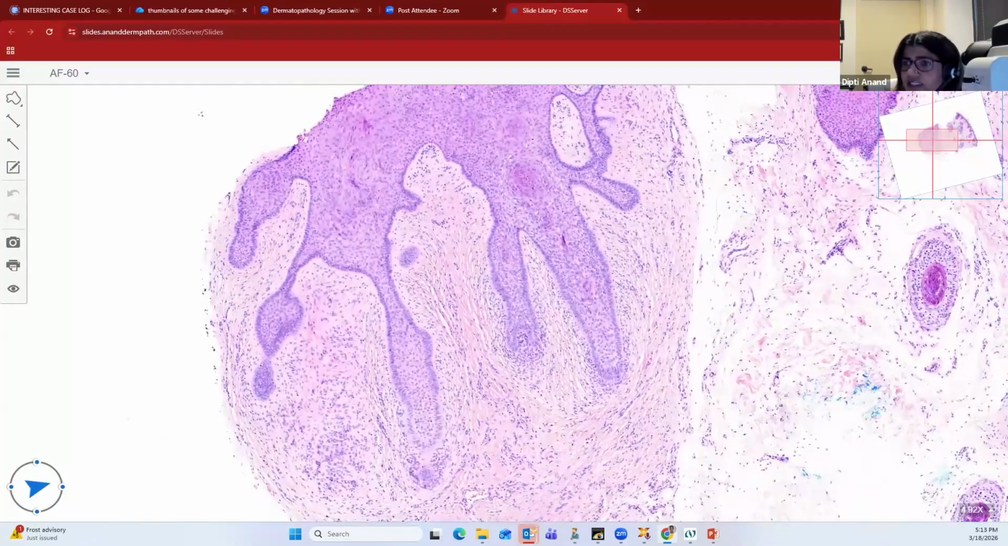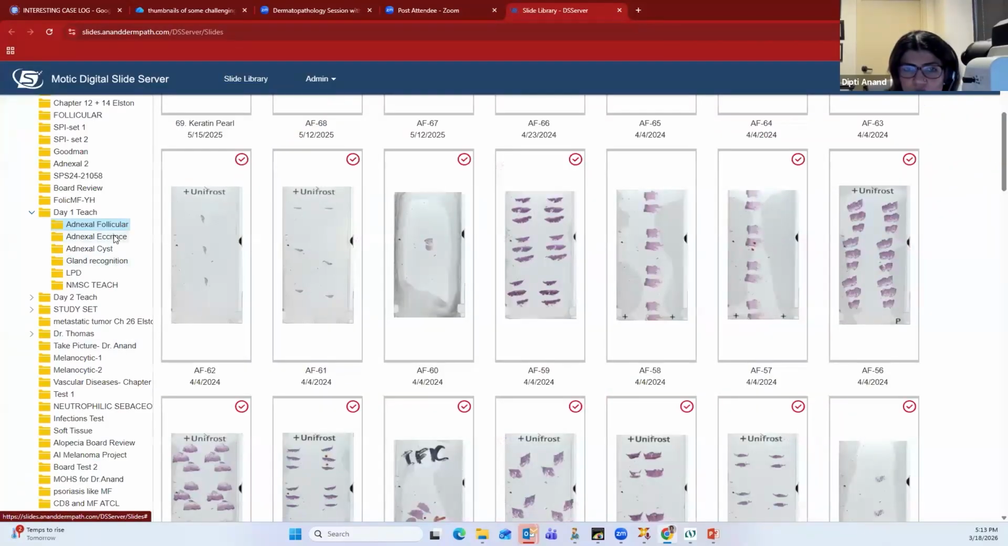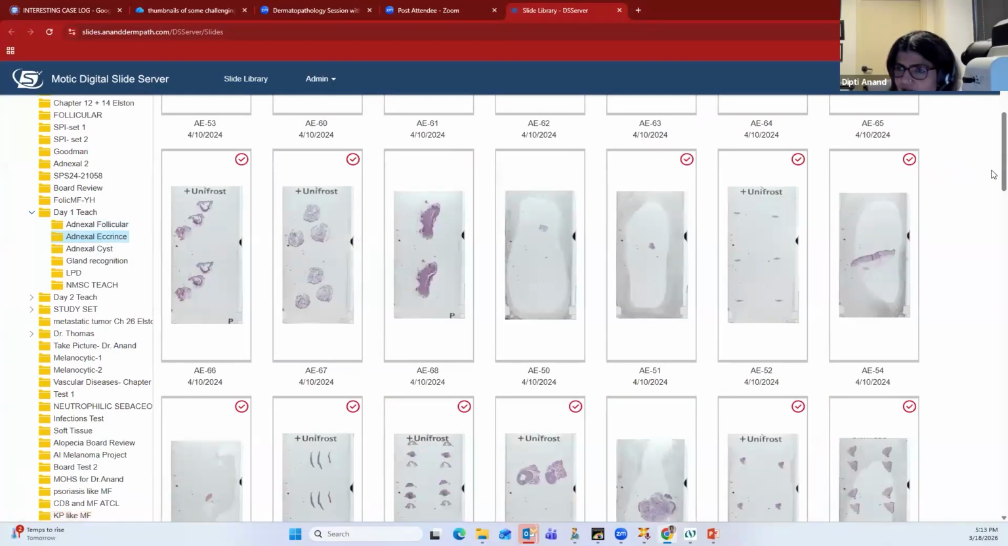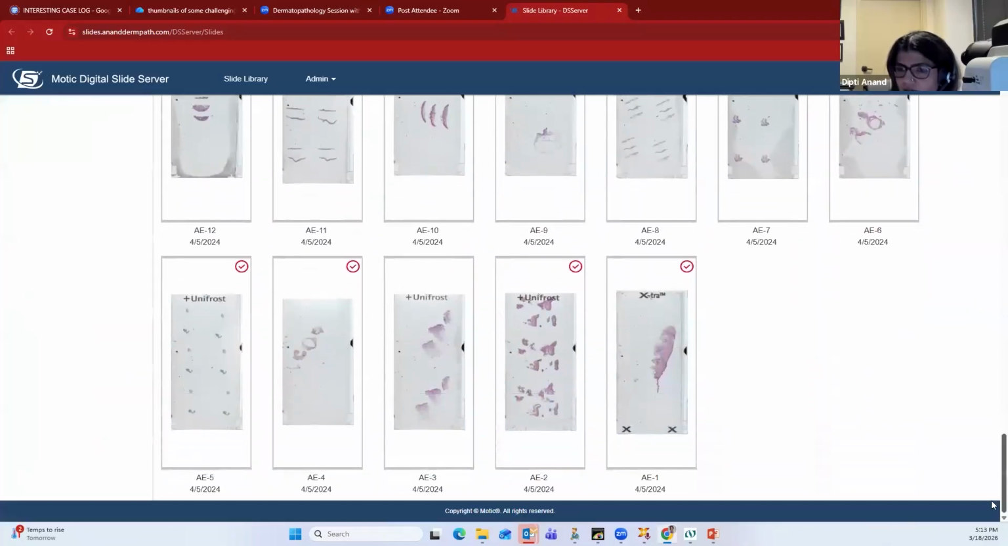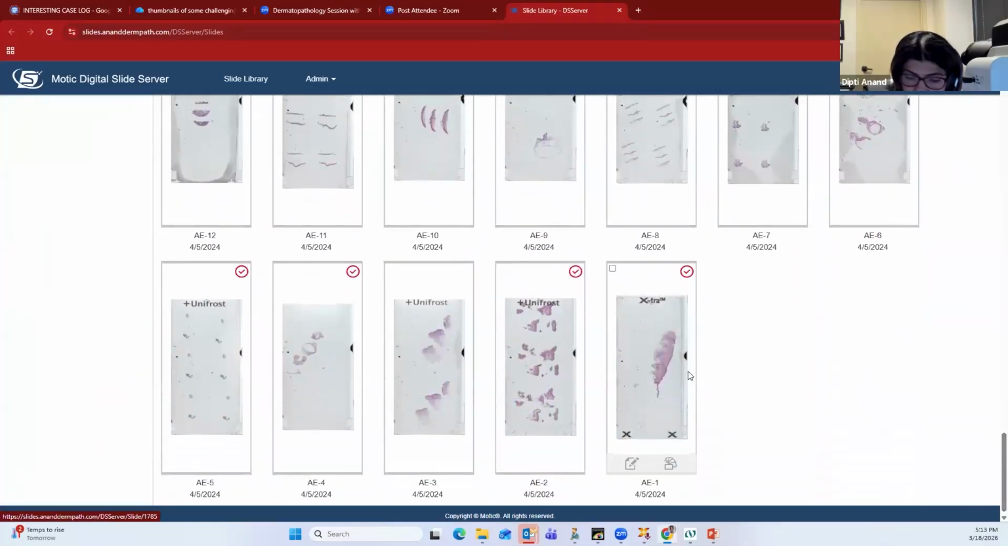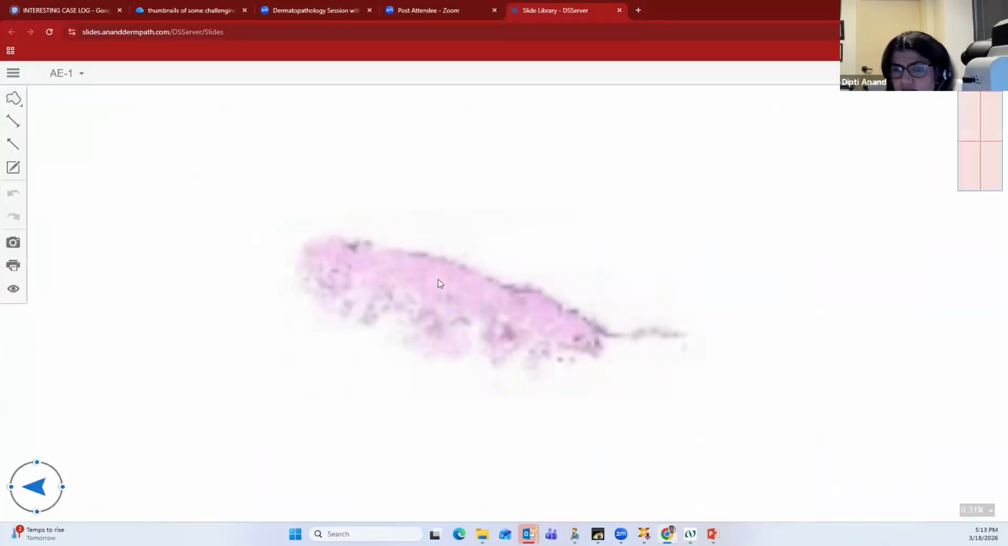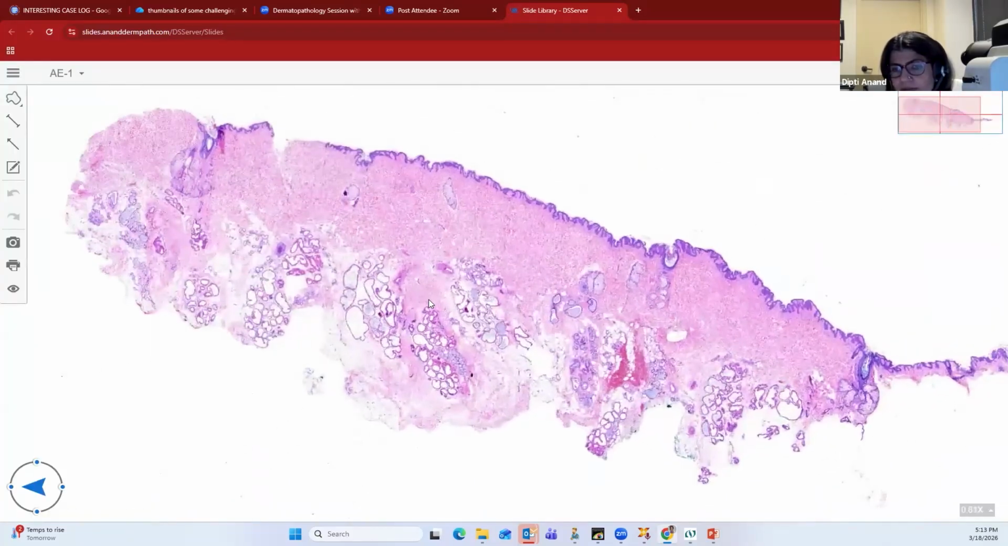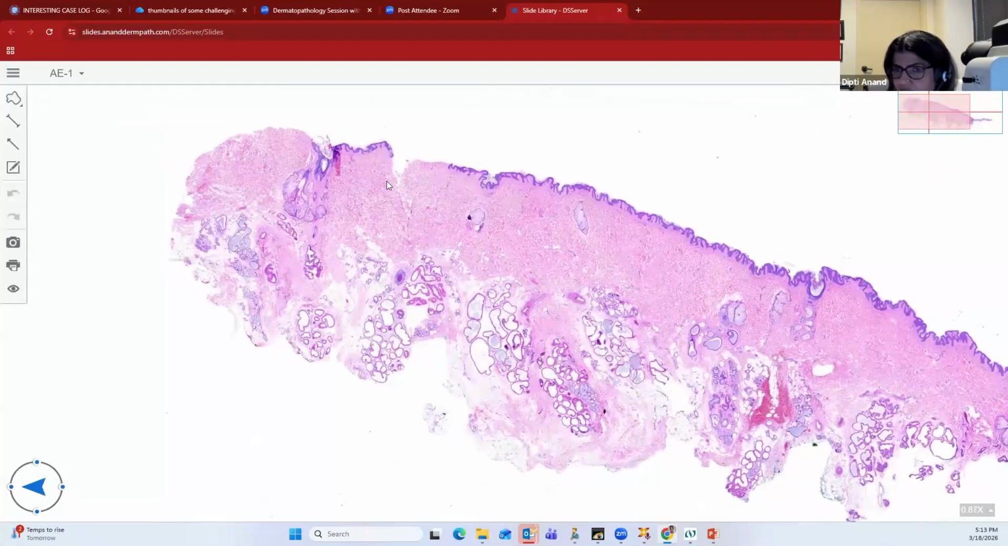So those were the follicular tumors that we talked about. Okay, so let's go into your sweat gland tumors, the eccrine tumors, and we'll see how much we can cover. Before we start with the sweat gland tumors, first of all, remember normal axilla. Normal axilla is an important question. They can definitely be asked.